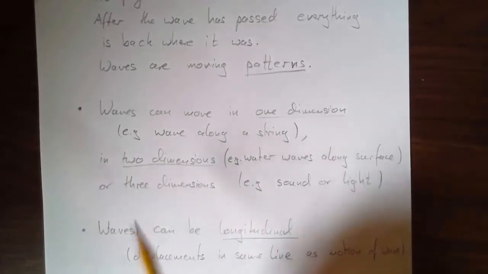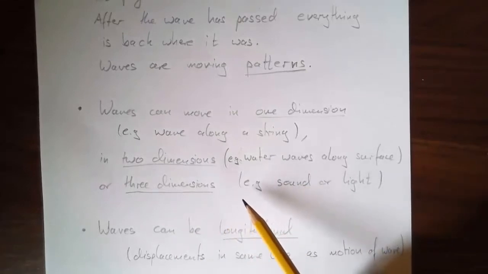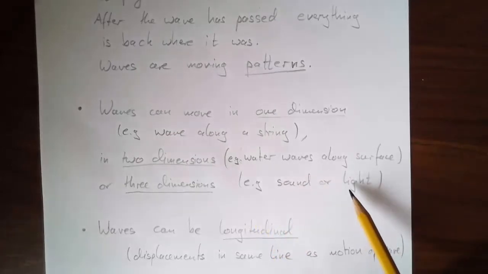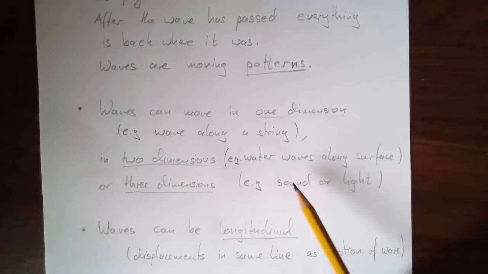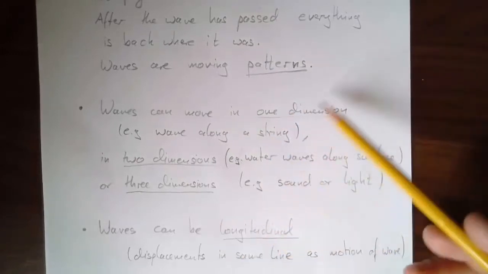Also can have three dimensions. For example, if you turn on your speakers, they produce sound. Well, the sound is going in all directions in the room. Turn on a light bulb, the light's spreading out in all directions in the room, right, in three dimensions. So it depends very much on the type of wave, the medium, and so on.